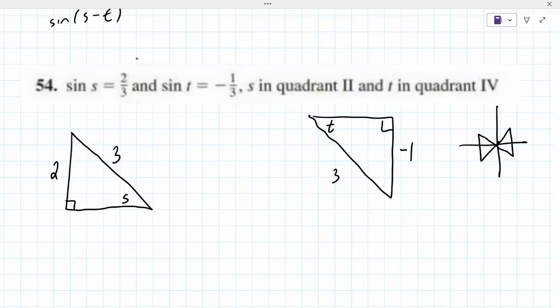Cosine would be... No, no, no. You've got to find the missing side. Pythagorean theorem. Oh, Pythagorean theorem. And then you give me cosine of s.